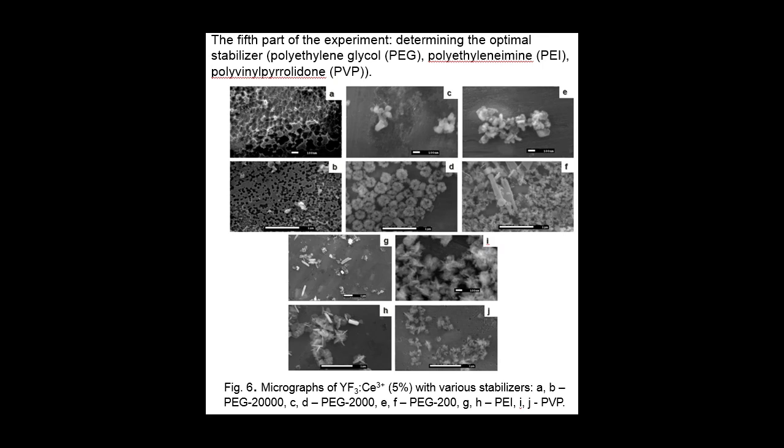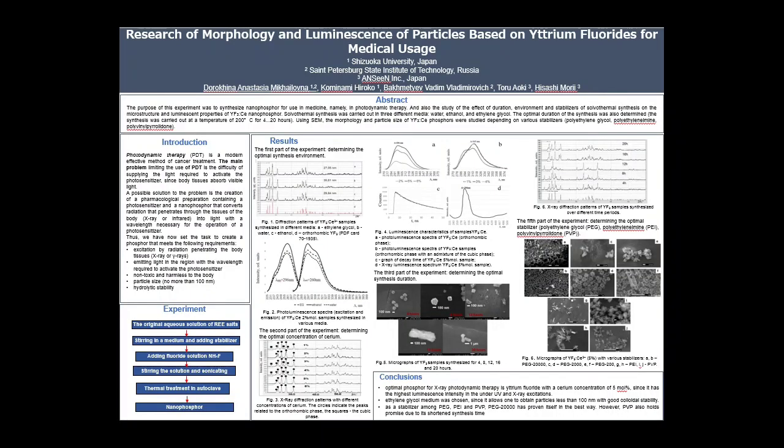In conclusion, the sample with 5% of cerium has the highest intensity. The optimal synthesis duration is more than 16 hours. Ethylene glycol medium was chosen since in this case we can get particles less than 100 nanometers. And to prevent agglomeration of particles and to get the best morphology, polyethylene glycol 20,000 was chosen.